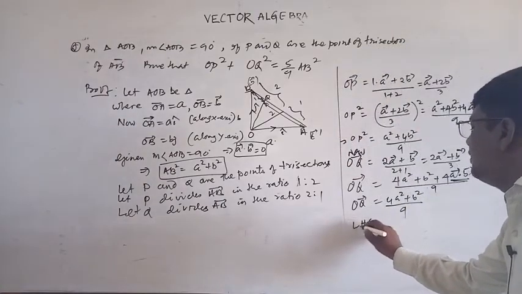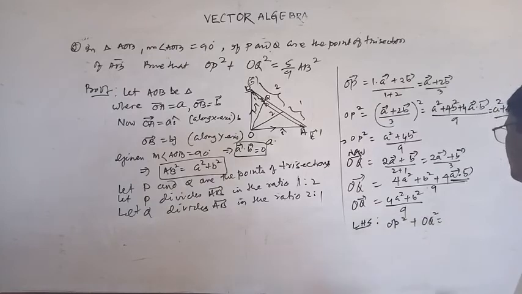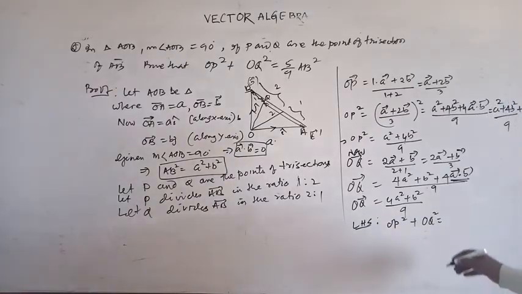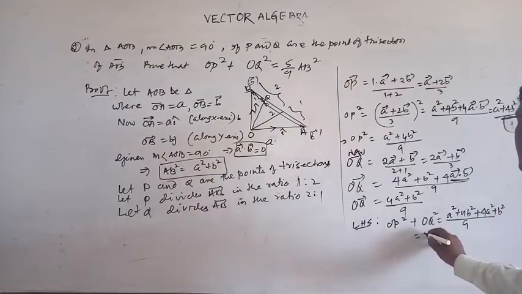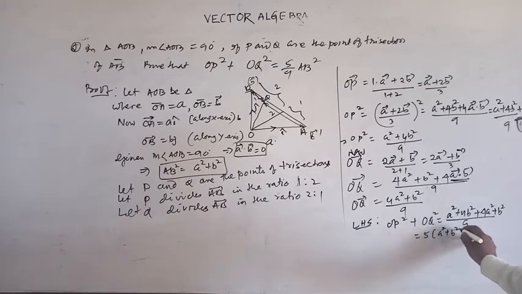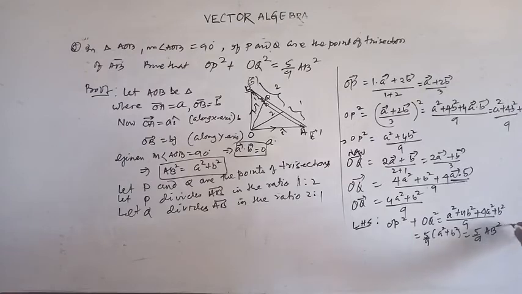Now, what is the left hand side of the proof? OP square plus OQ square is equal to a square plus 4b square plus 4a square plus b square by 9. So 5a square plus 5b square, 5 common, is equal to 5 by 9 times a square plus b square, that means AB square. Proved, okay.